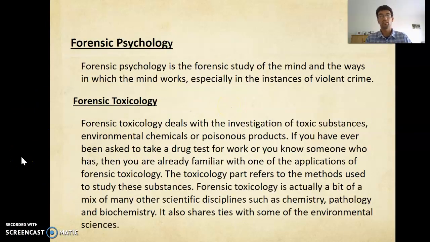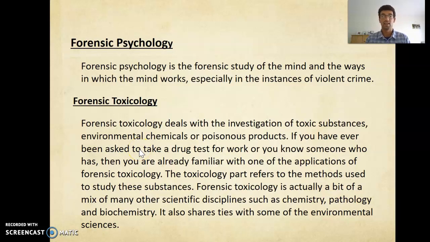So the last two careers that we will talk about are forensic psychology and forensic toxicology. Forensic psychology is the forensic study of the mind and the ways in which the mind works, especially in instances of violent crime. So if any of y'all have ever watched Criminal Minds, that's forensic psychology. And forensic toxicology, every one of you has probably been exposed to this at one point. If you've ever been drug tested or know someone who has been drug tested, that is forensic toxicology. It deals with the investigation of toxic substances, environmental chemicals, or poisonous products.